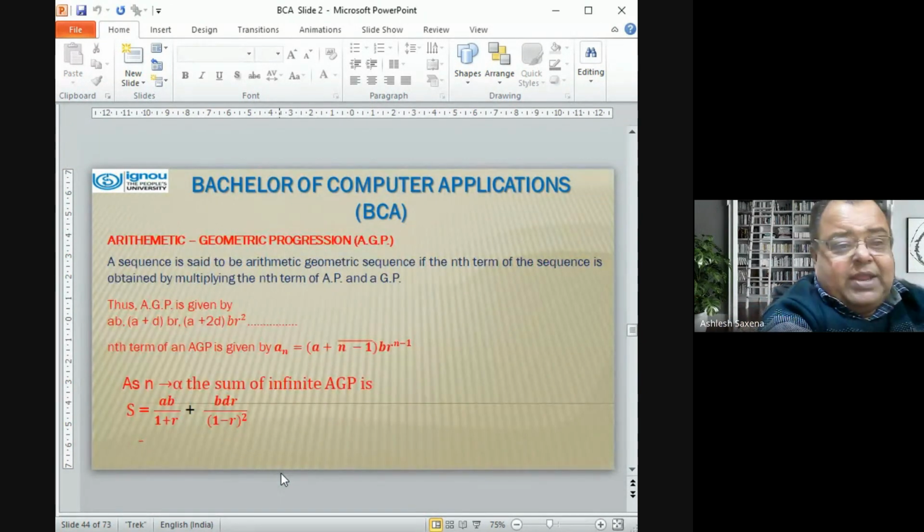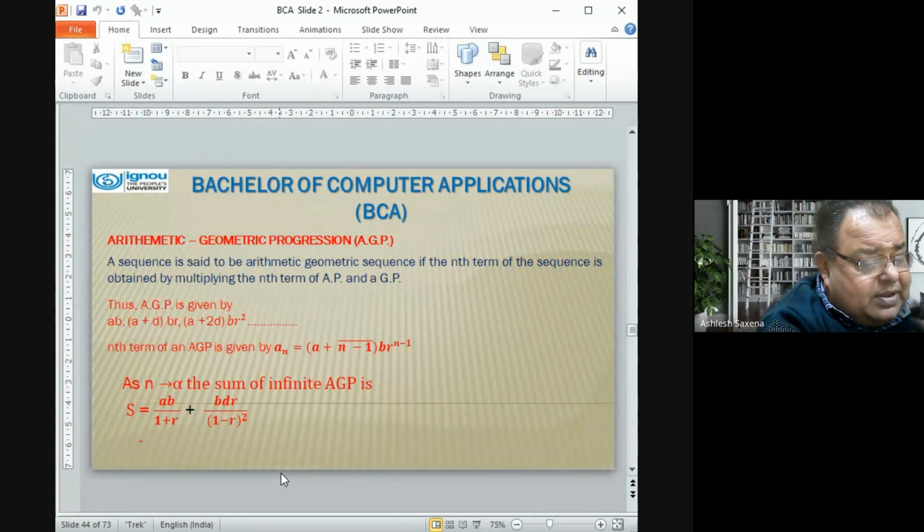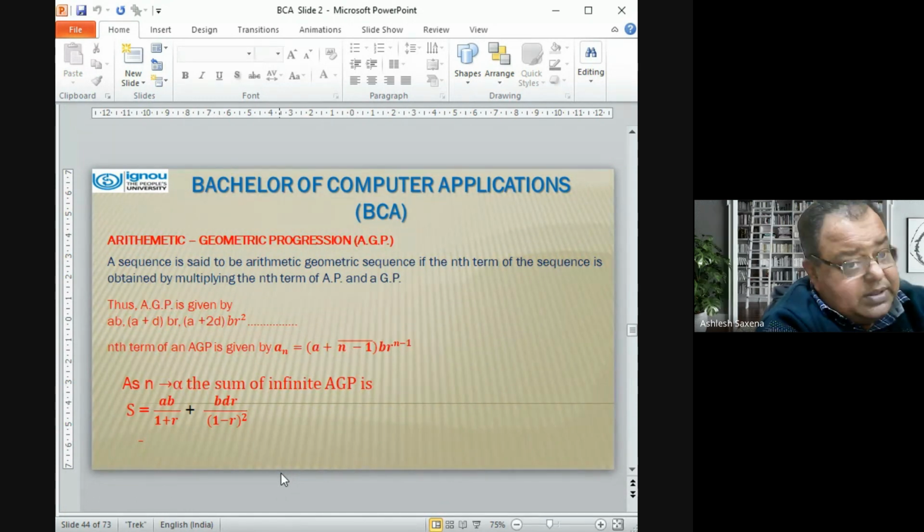Now comes arithmetic geometric progression, what we call AGP. You might be worried, what actually is AGP? Two things coming together. A sequence is said to be an arithmetic geometric sequence if the nth term of the sequence is obtained by multiplying the nth term of an AP and a GP. See to it what I am telling you. That means it will be in that form.